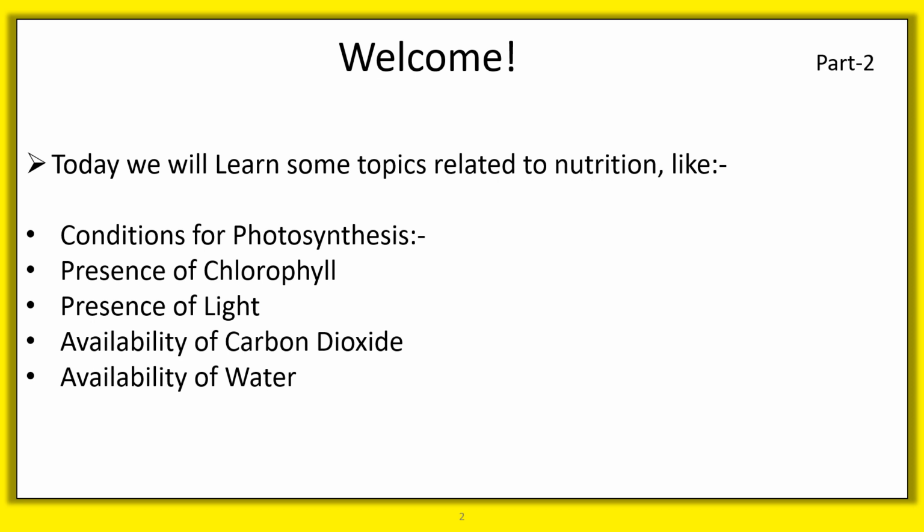This is Nutrition in Plants Part 2, and the link of the video of Part 1 of this chapter is given in the description box. So here we are going to learn about 5 topics. First, conditions for photosynthesis: presence of chlorophyll, presence of light, availability of carbon dioxide, and availability of water. So let's start in the order.